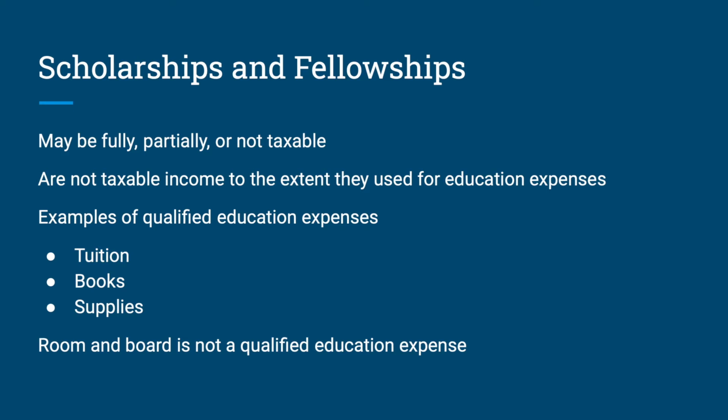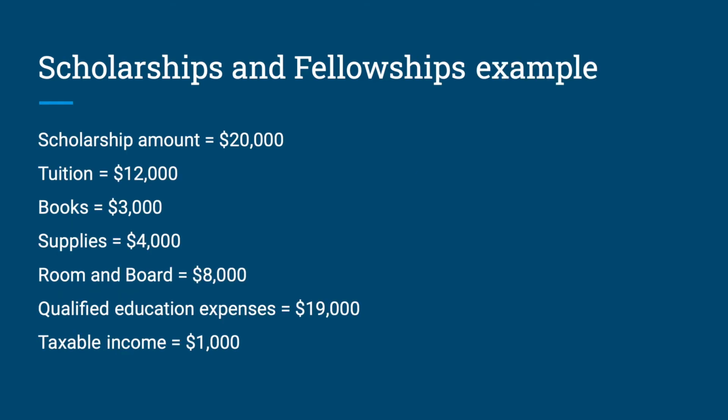So I'll walk through a bit of an example now. Say we have a student here that received a scholarship for $20,000, and their tuition cost that they paid was $12,000, the cost of their books was $3,000, the cost of their supplies was $4,000, and the cost of their room and board was $8,000. So this would give us a total qualified education expenses amount of $19,000, because we add the tuition with the books and the supplies, that gives us $19,000.